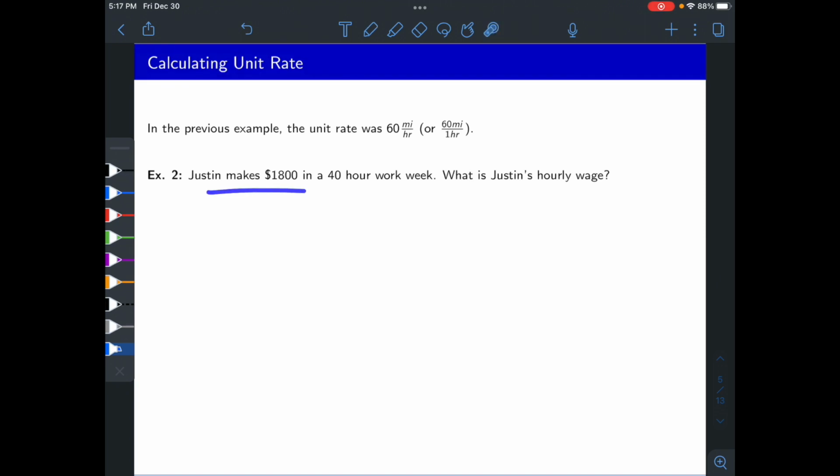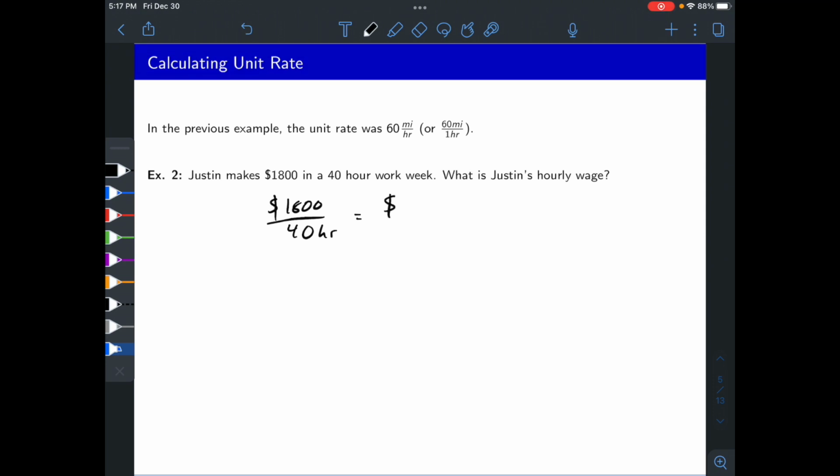So here Justin's making $1,800 in a 40-hour work week. His unit rate in this problem is literally just going to be his hourly wage. So what is his hourly wage? Well, the rate is just 1,800 divided by 40 hours. And then we could simplify this. So what's 1,800 divided by 40?